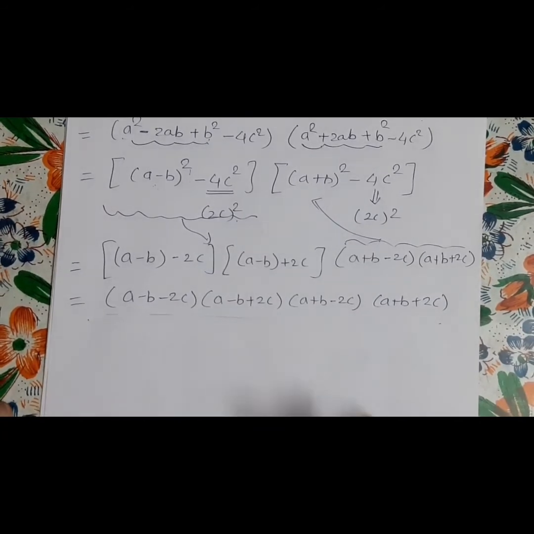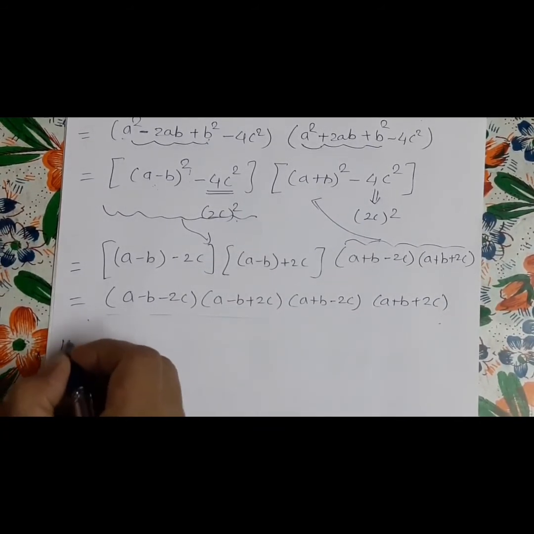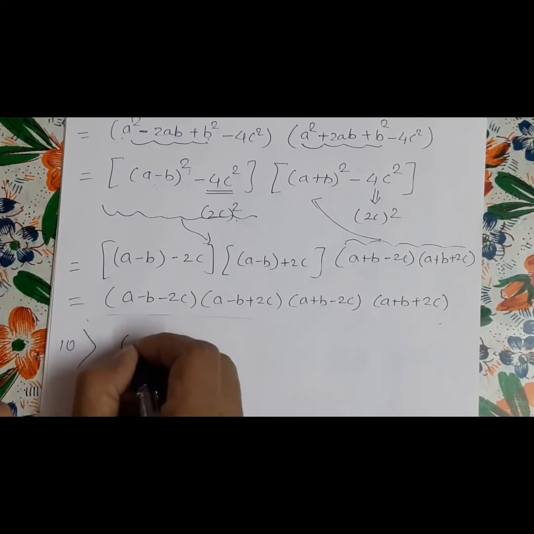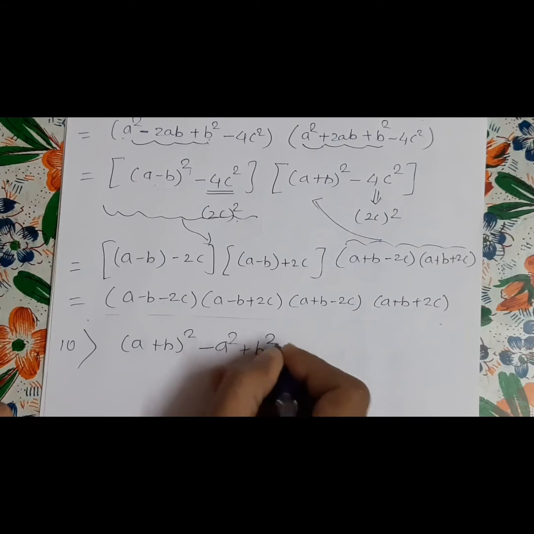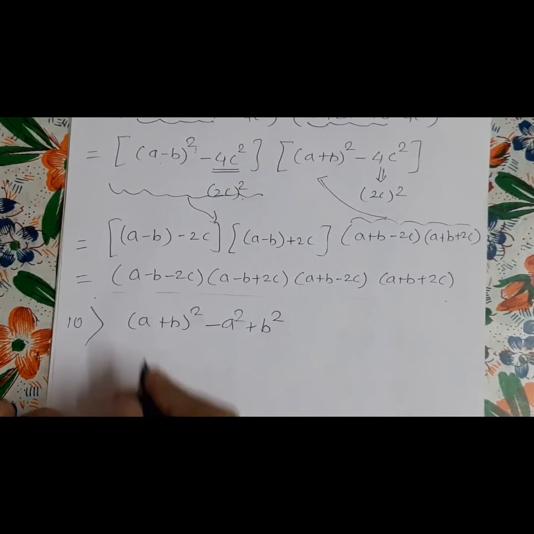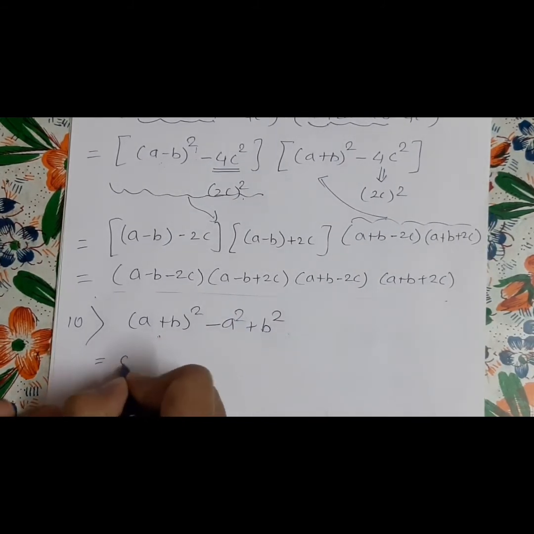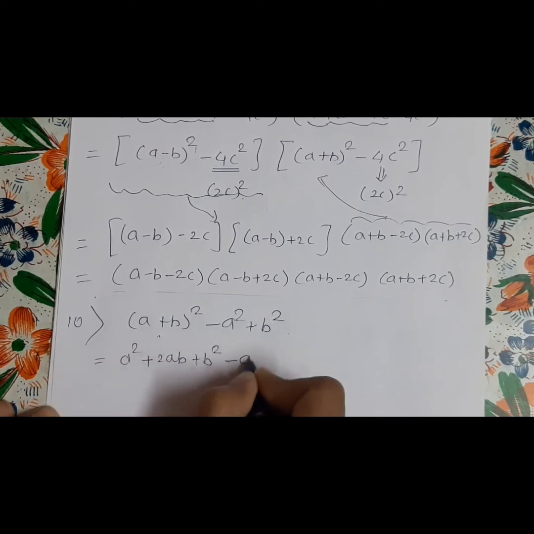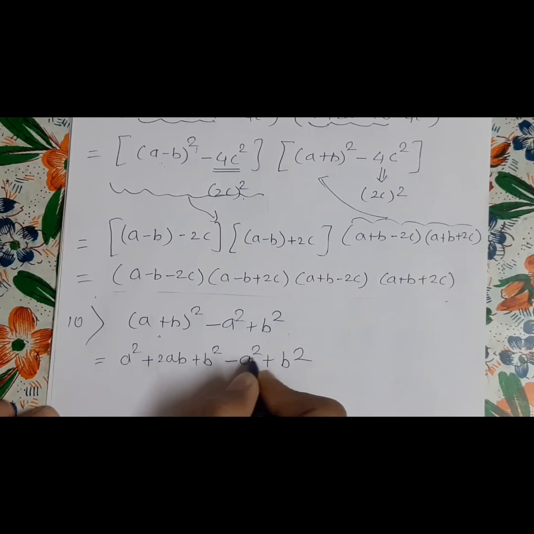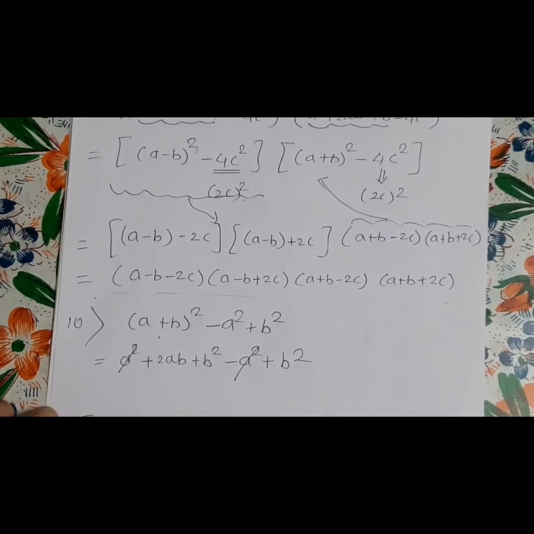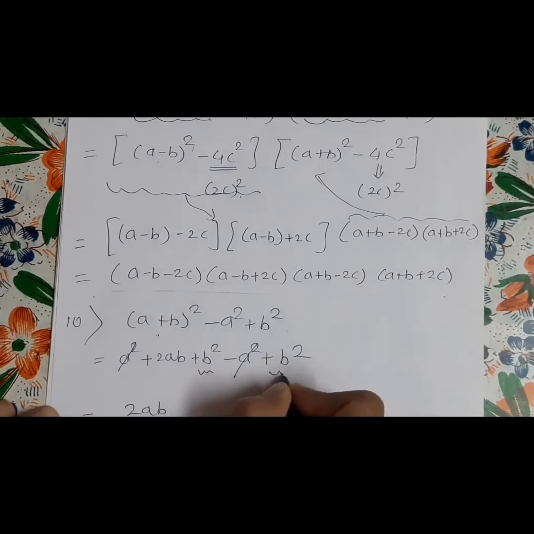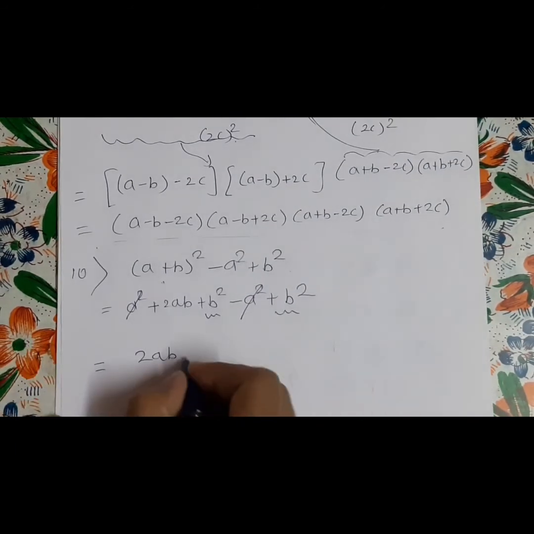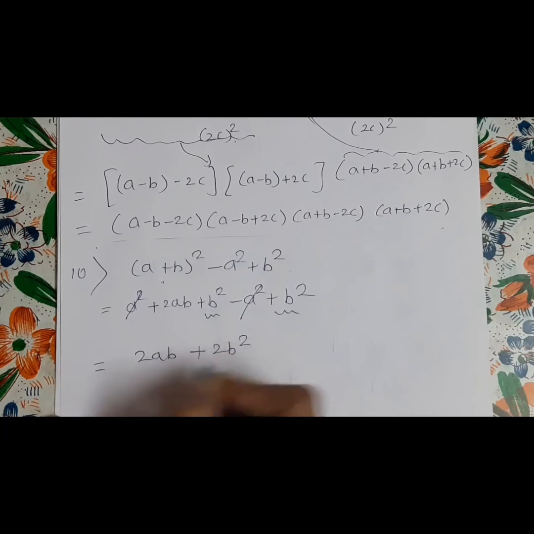Now the next example we'll see here is example number 10: (a + b) whole square minus (a square + b square). First we'll expand this. So it is a square plus 2ab plus b square minus a square plus b square. So a square will get cancelled, and 2ab and this plus b square, so what is that? Plus 2b square.